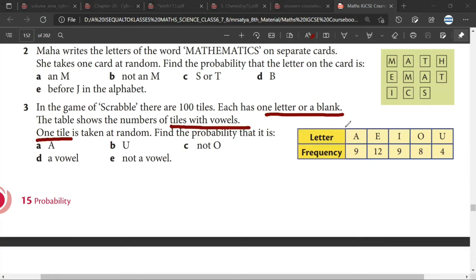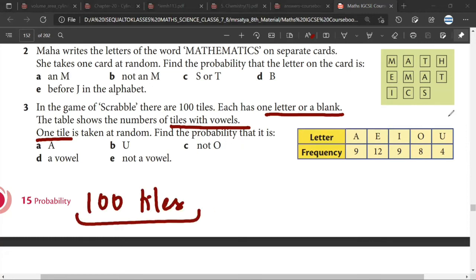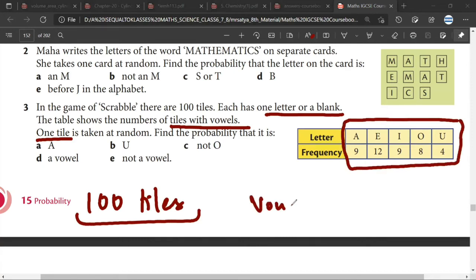Find the probability that... So you have 100 tiles. These are the total tiles which are available. Now out of these are the number of tiles which have vowels. So the total number with vowels is 9 plus 12 plus 9 plus 8 plus 4. Have you understood, Satya? Yes, sir. Okay. Now let us start the question.